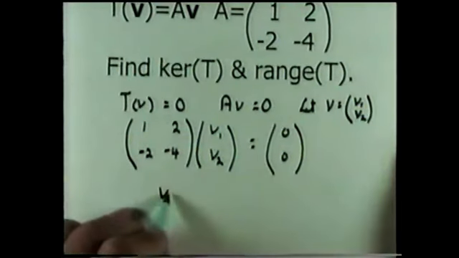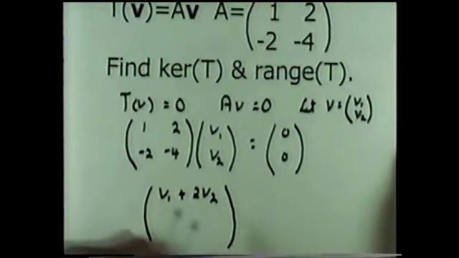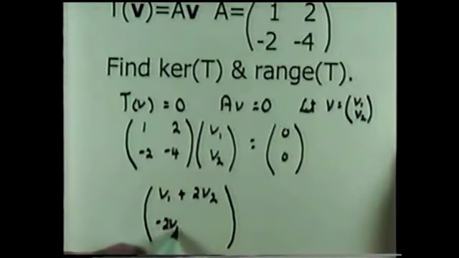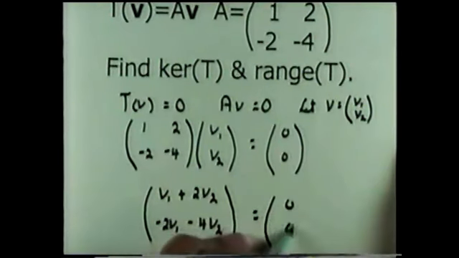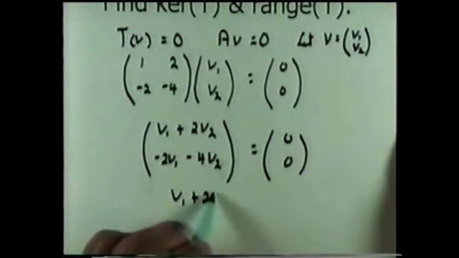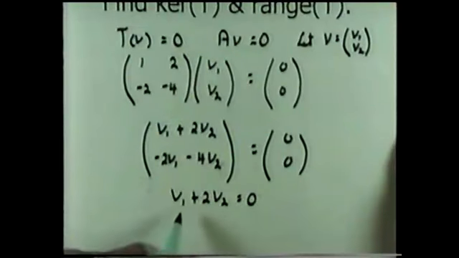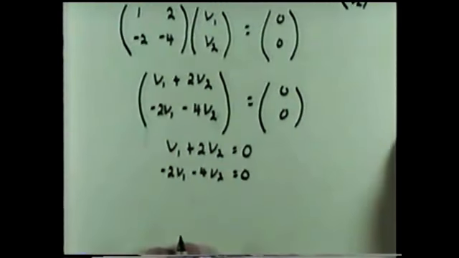If I multiply, I get v1 plus 2v2, and -2v1 minus 4v2 is equal to the 0 vector. v1 plus 2v2 is equal to 0, and -2v1 minus 4v2 is equal to 0. Now, if we were to eliminate, we'd get 0 equals 0, so therefore we have a dependent system.